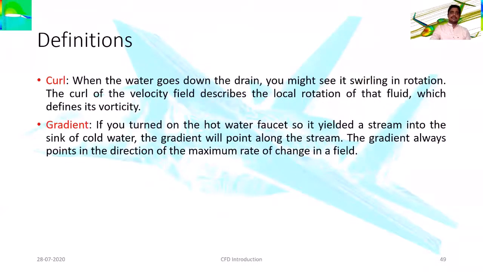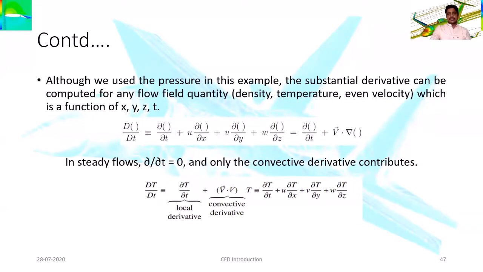So in the next session we will be discussing the definitions required for our governing equations. Okay.